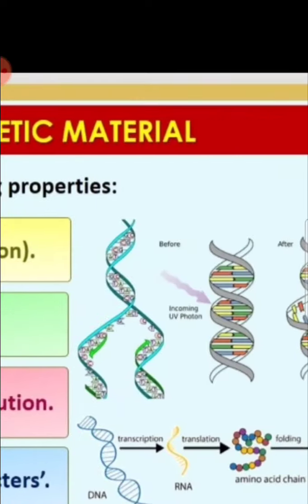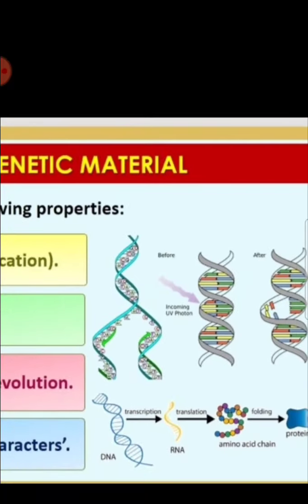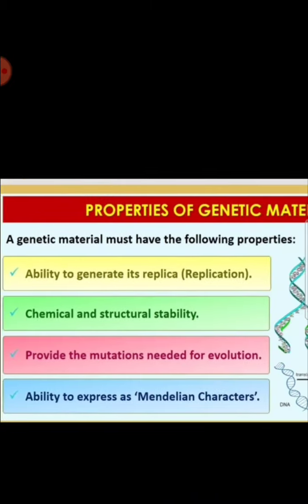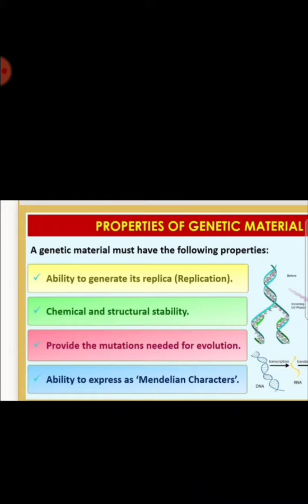So we studied the first property, which is that it should have the replication process. The ability to replicate means it should be able to produce its copies. How it is done completely at the molecular level you will study in detail in the further classes. First the basic thing you should know is that the ability to generate its replica is called replication. That ability a genetic material should have.